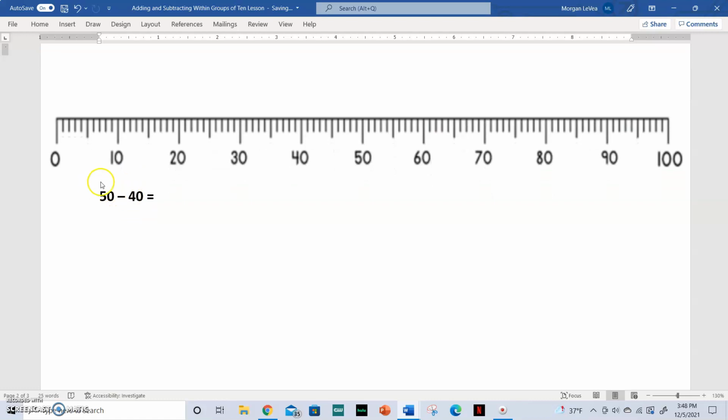This time we're not going to check it, so you know how you have to do it for your homework. We're going to start at 50, right here, and then we're subtracting 40, which is 1, 2, 3, 4 groups of 10. So we're going to go 1, 2, 3, 4 groups of 10, and we get 10. So 50 minus 40 is going to be 10.